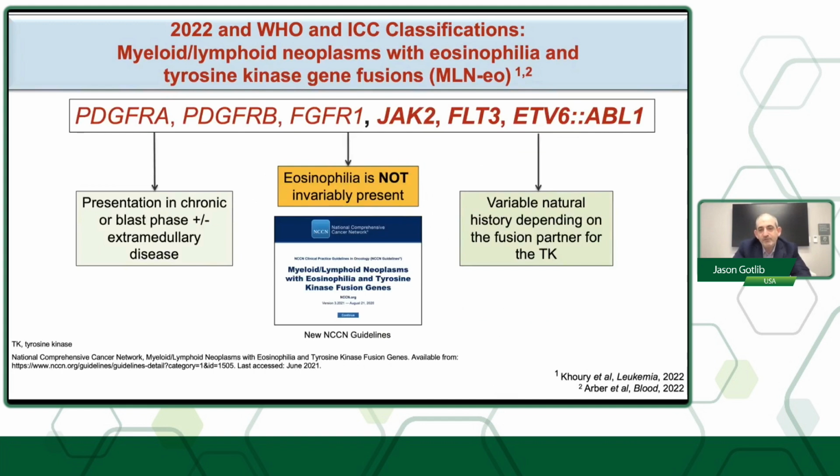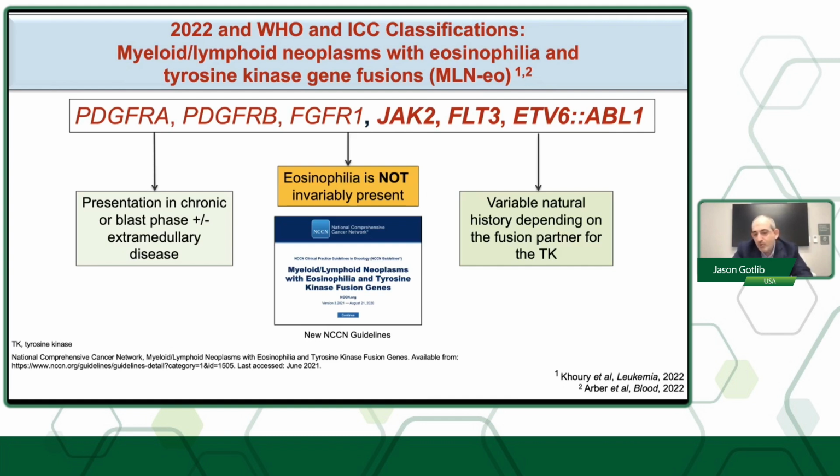Now let's first focus on this category of myeloid lymphoid neoplasms with eosinophilia and tyrosine kinase gene fusions. In prior classifications from the World Health Organization, these included fusions involving platelet-derived growth factor receptor alpha, platelet-derived growth factor receptor beta, and FGFR1, and the provisional entity PCM1-JAK2. But now in 2022, all JAK2 fusions are included, as well as fusions involving FLT3 and the ETV6-ABL1 fusion.